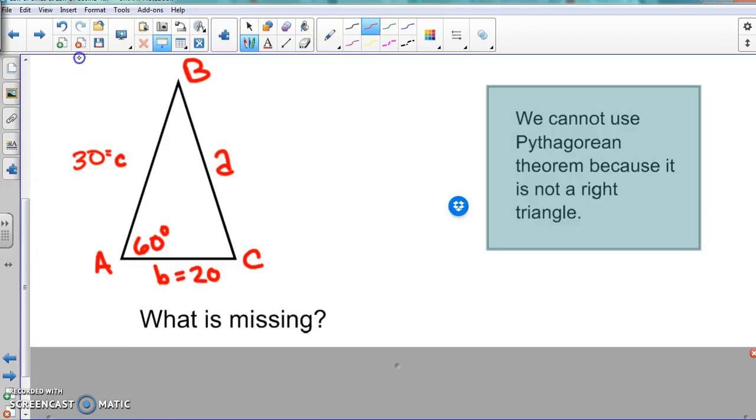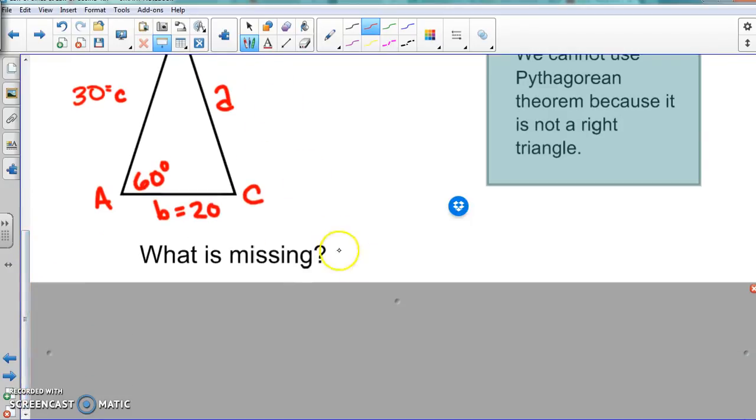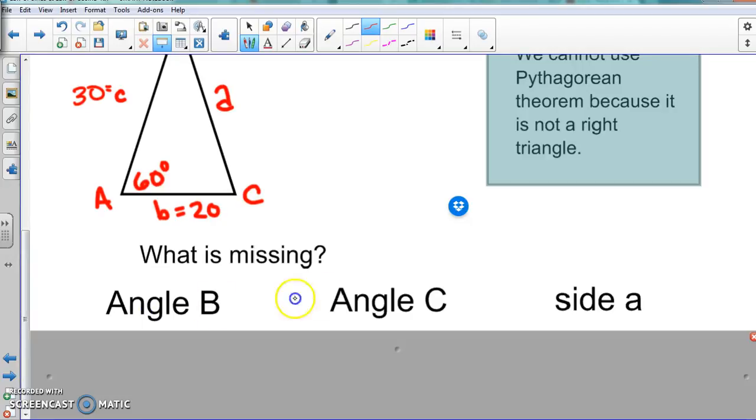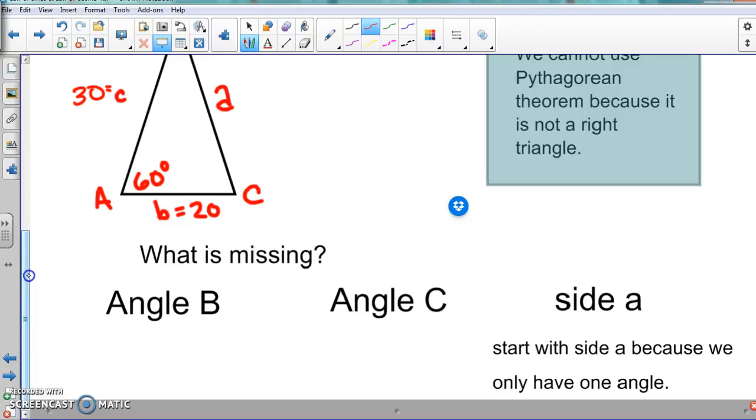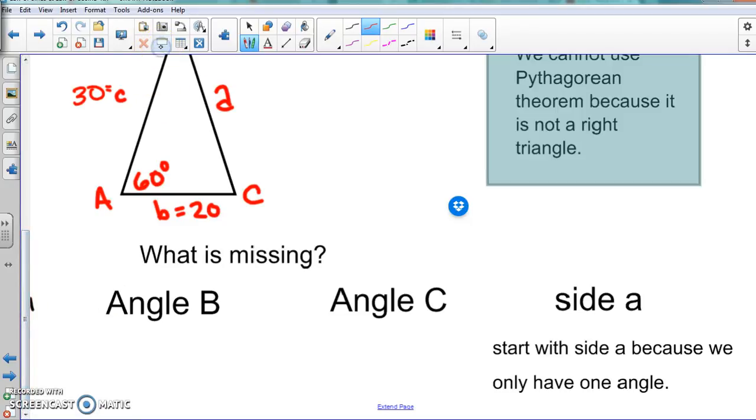So again, what's missing here? What don't we have? We don't have side A, we don't have angle B, or angle C. So we have to find all three of those pieces: angle B, angle C, and side A. Now with this one, because nothing matches up, you have to have a side and an angle that match up to do anything else with what's left over in this problem. So what I would do is start with side A, because you already have that angle that's going to find that side. Then if we need to, we can go to law of sines.